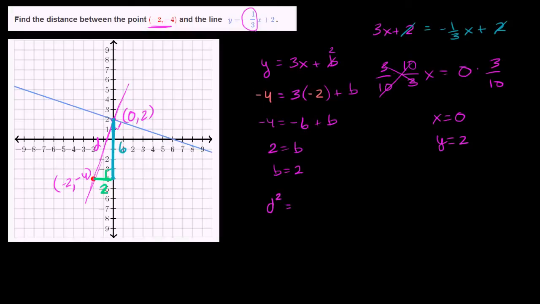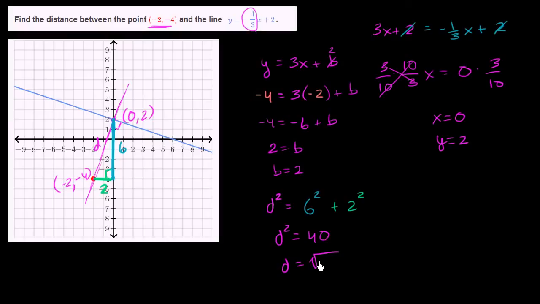That's just saying 6 squared plus x2 minus x1, which is 0 minus -2, which is +2, squared, is going to be equal to the distance squared. But we see that's just the Pythagorean theorem. But anyway, let's solve for the distance. So the distance squared is going to be equal to 36 plus 4, which is 40. And now the distance is equal to the square root of 40.